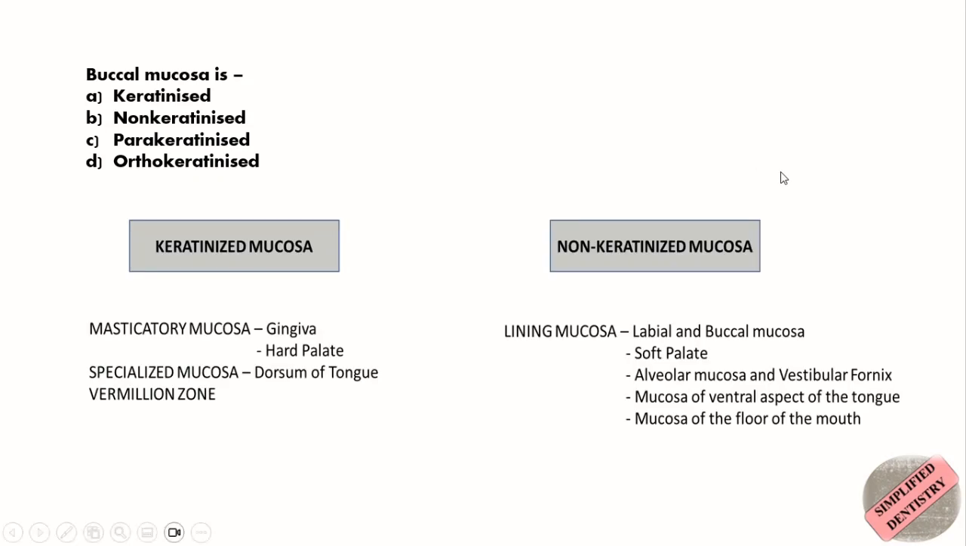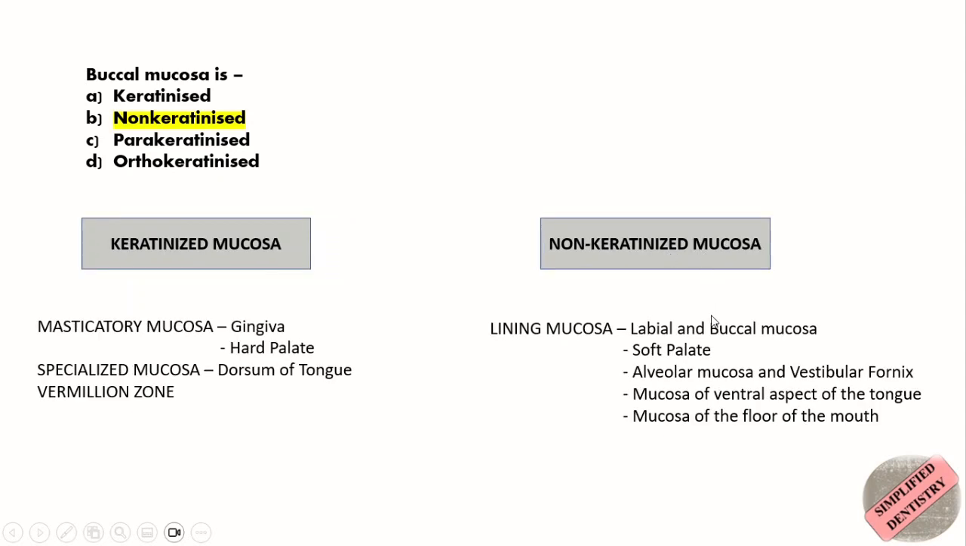options are correct. Next question is buccal mucosa is option A keratinized, option B non-keratinized, option C parakeratinized, and option D orthokeratinized. So as the buccal mucosa is a lining mucosa, it is non-keratinized. So the answer is option B non-keratinized. So buccal mucosa is non-keratinized.